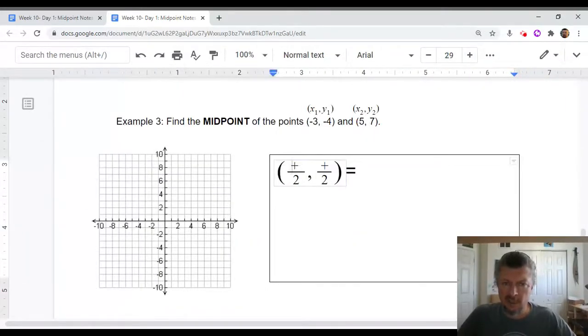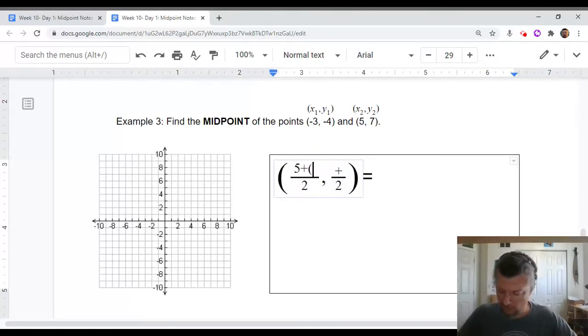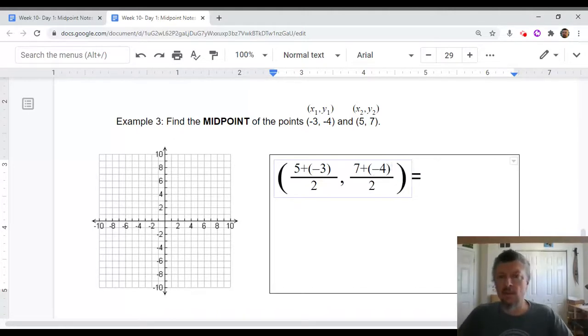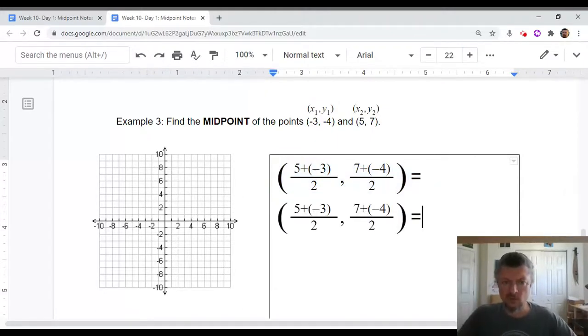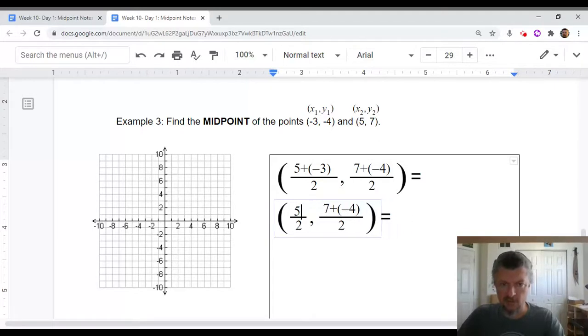So again, up here you can see you're adding the x's, dividing by 2, adding the y's, dividing by 2. All right, so let's do that. Now, the formula says x2 first, so I'll put that first. And then x1, which is negative 3. And then y2, which is 7. y1, which is negative 4. Okay. And again, we're going to add these together. So we have 5 plus negative 3, which of course is the same as negative 3 plus 5. Doesn't matter which order you put them in, but it does on day 2.